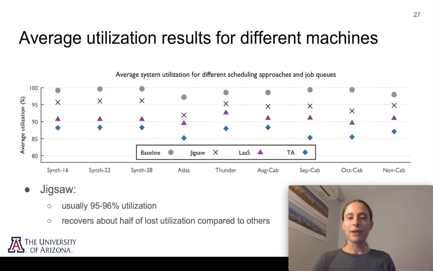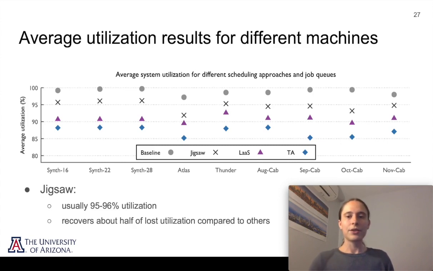So now that I've described how the Jigsaw scheduler works, I'd like to go over a couple of performance results for it. So in the paper we evaluate on a number of metrics compared to a baseline scheduler, and to the state-of-the-art schedulers, LOS and TA. And here in this talk, I will present results for utilization and also for job turnaround time.